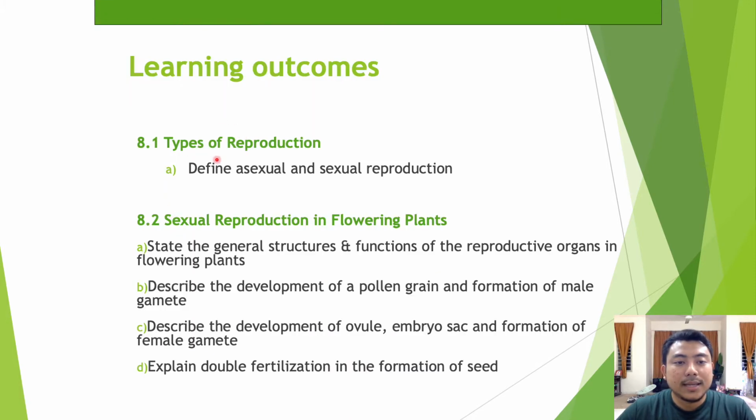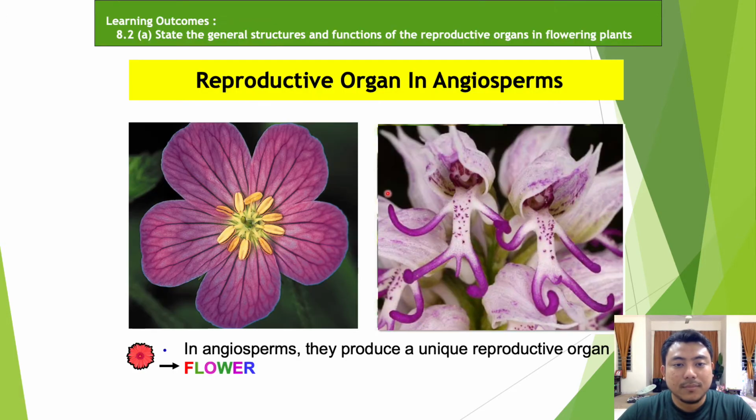So here is the next learning outcome for 8.2. Next, we're going to discuss sexual reproduction in flowering plants. So flowering plants ni adalah tumbuhan yang berbunga. Okay, so the reproductive organ in angiosperms. What are angiosperms? Angiosperms means tumbuhan yang berbunga. The plants that produce flowers.